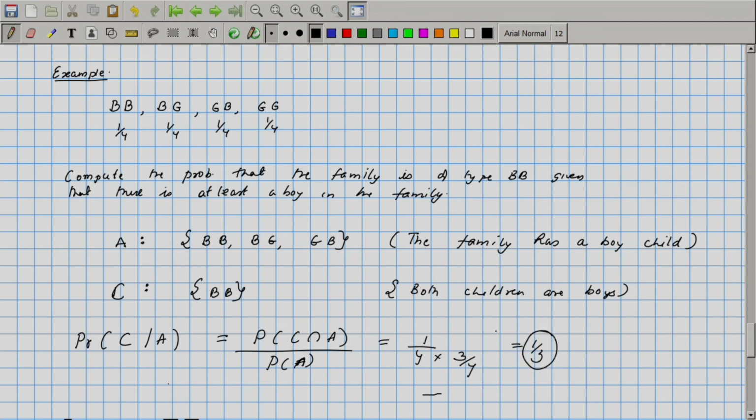Okay. So, if you are told that the family has a boy, although there are only two possibilities, namely the other child is either a boy or a girl, still the answer is not 1/2 as some of you might have thought, it is 1/3. Now, what is an intuitive explanation for this?